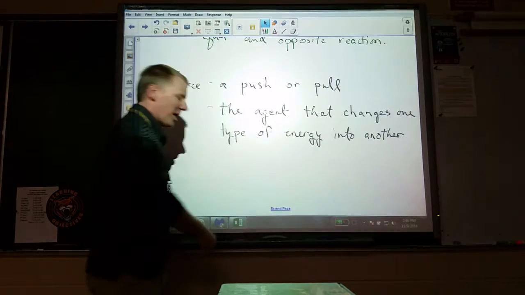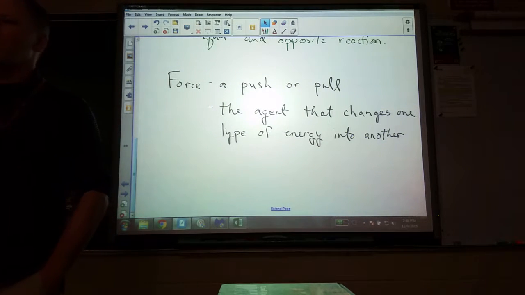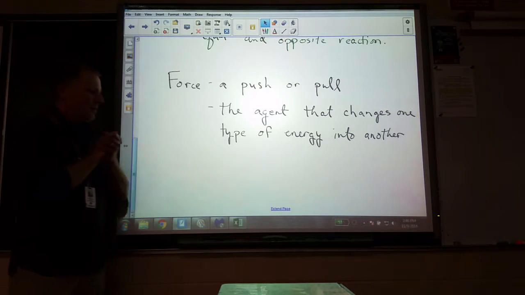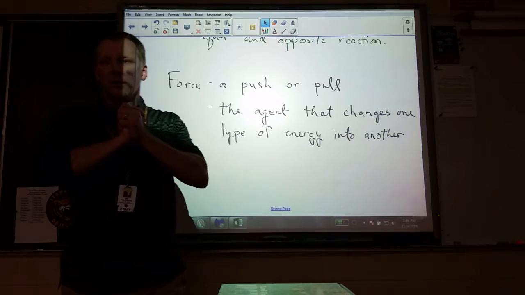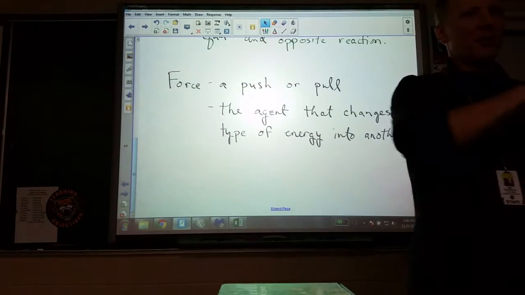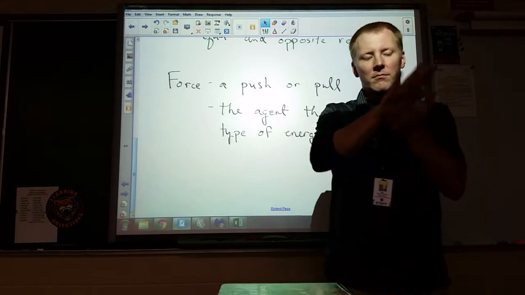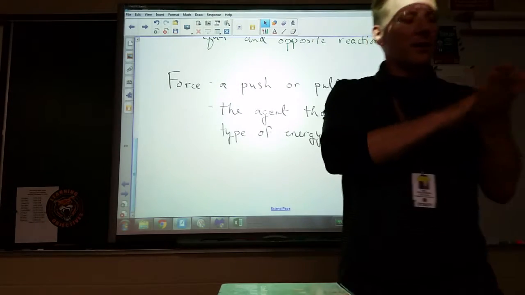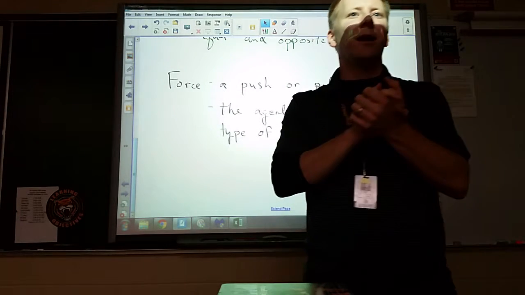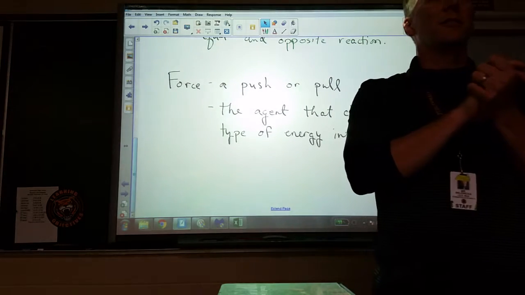So if energy changes forms, there must be a force present somewhere in there. So friction is our first one. Think of friction. Friction is involved when two surfaces slide against each other, or when two are kept from sliding against each other.